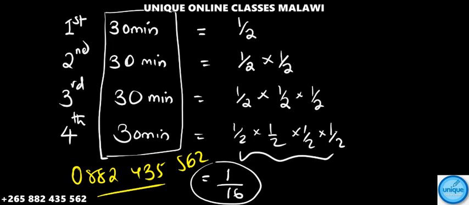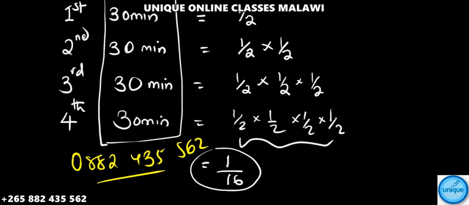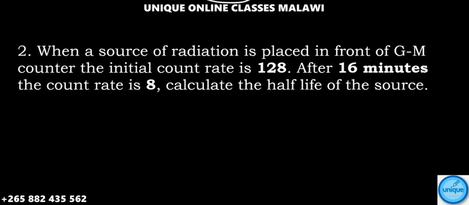So let's now move on to another question. The question reads, when a source of radiation is placed in front of a GM counter, the initial count rate is 128. After 16 minutes, the count rate was 8. We should calculate the half-life of the source.